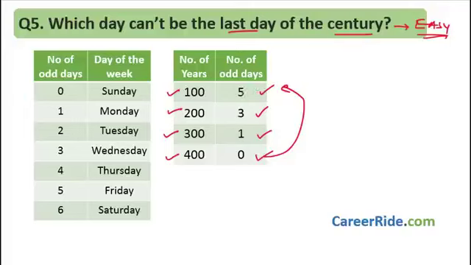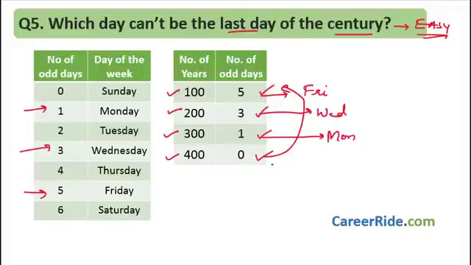Okay, so 5, we have seen that it corresponds to what? It corresponds to a Friday. If you look at the table on the left hand side, it corresponds to a Friday. 3 corresponds to what? 3 corresponds to Wednesday. So the last day of 200 years would be a Wednesday. What happens to 300 years? The last day, we have only one odd day, so it would be a Monday. Right? And what happens to 400 years? There are 0 odd days here, and it corresponds to a Sunday.